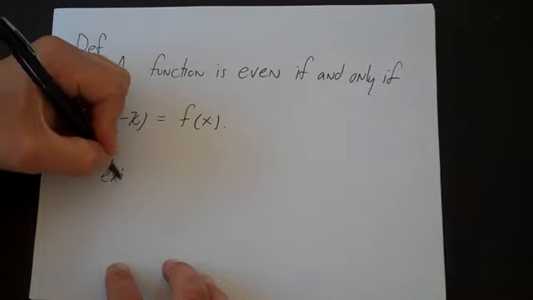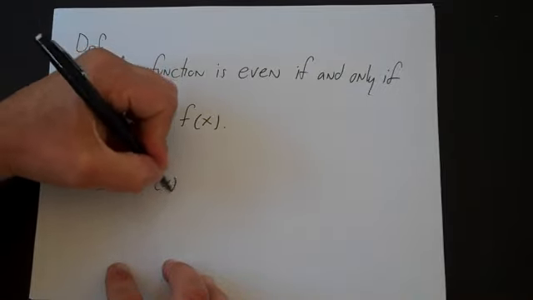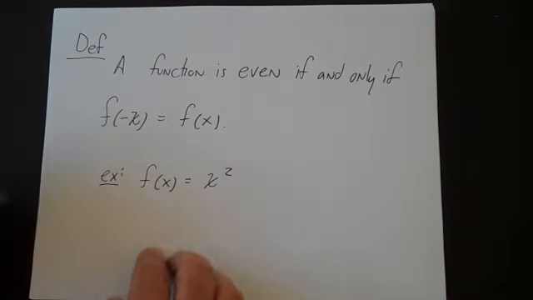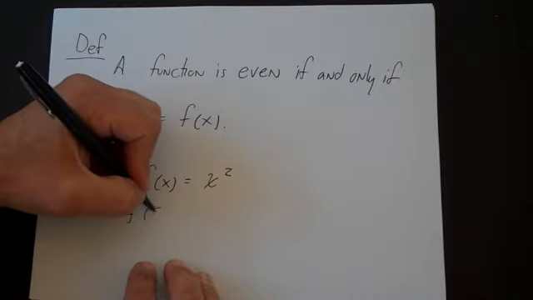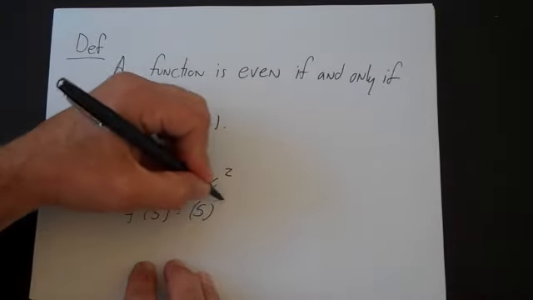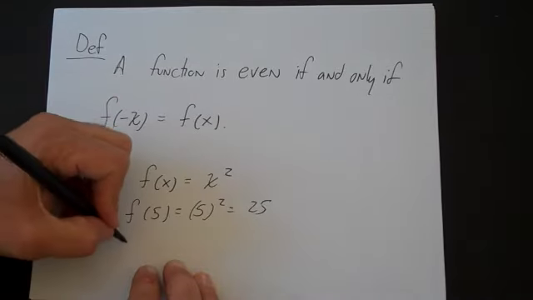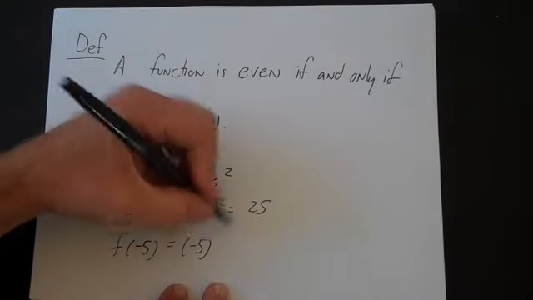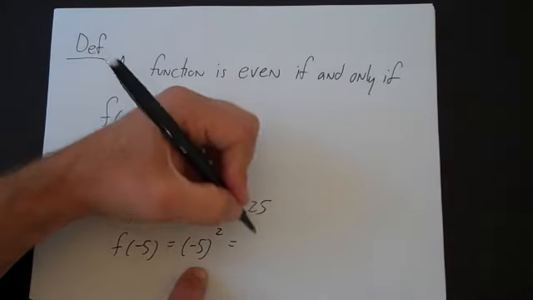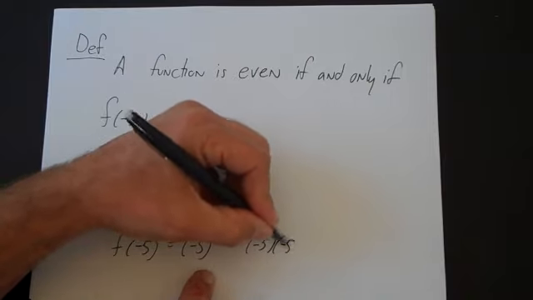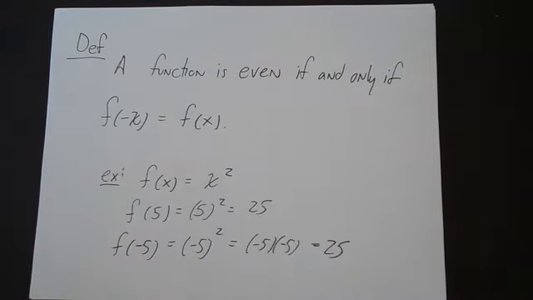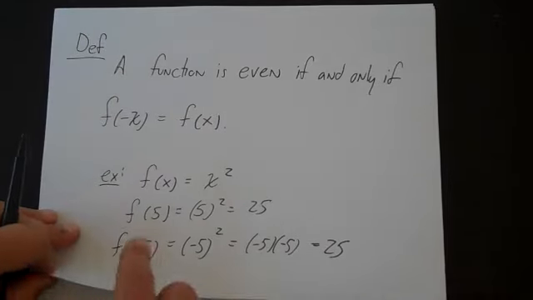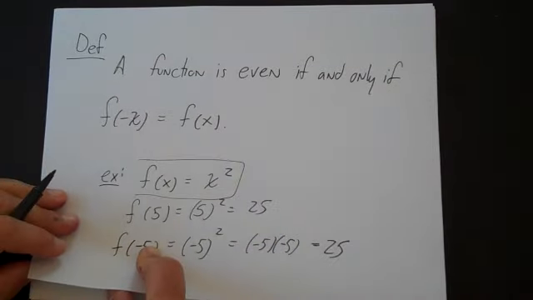An example would be f of x is equal to x squared. That's in fact the simplest even function. If we go f of 5, we have 5 squared, or 25. If we have f of minus 5, then we get minus 5 in parentheses, squared, and that's minus 5 times minus 5, and minus 5 times minus 5 is 25. So that's the definition of an even function, that f of minus x is equal to f of x. In the simplest example, f of x is x squared.